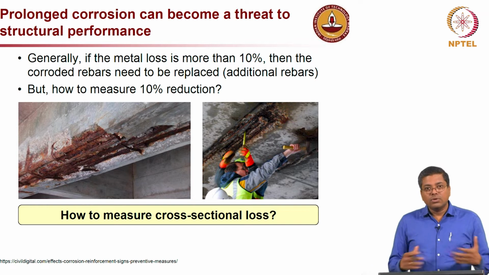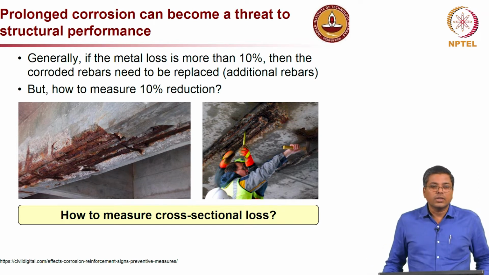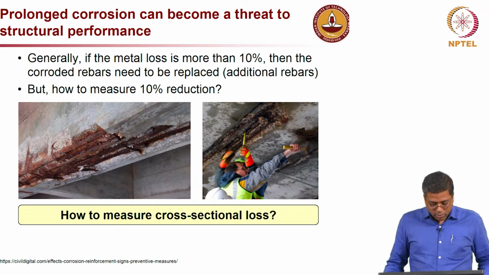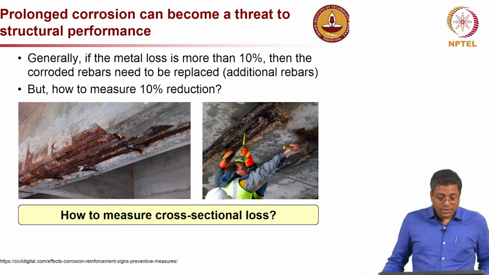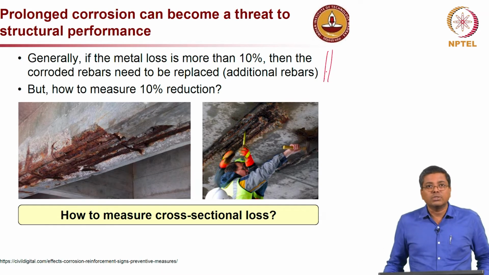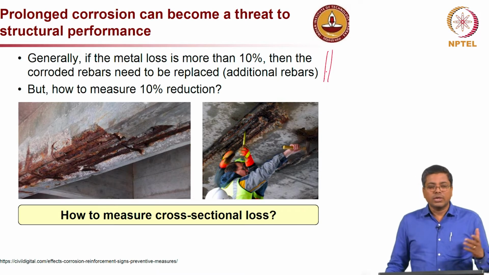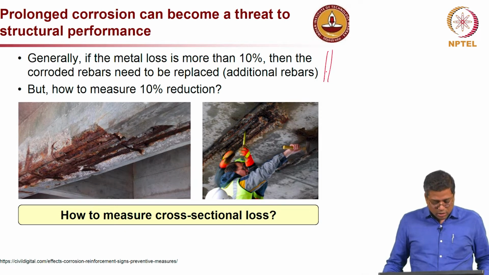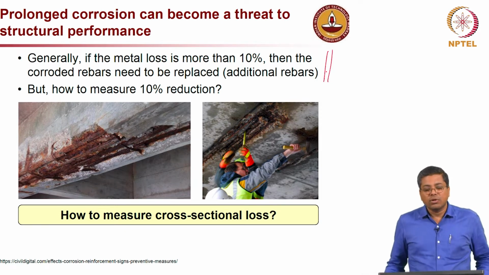Now, let us say you left the structure without any monitoring, and eventually you will reach a stage like this, severe corrosion, and then you will have to assess the residual capacity of the structure. Typical practice is that if there is about 10% metal loss, then we say the rebars should be replaced with a new rebar, or some kind of major repair or retrofitting has to be done.